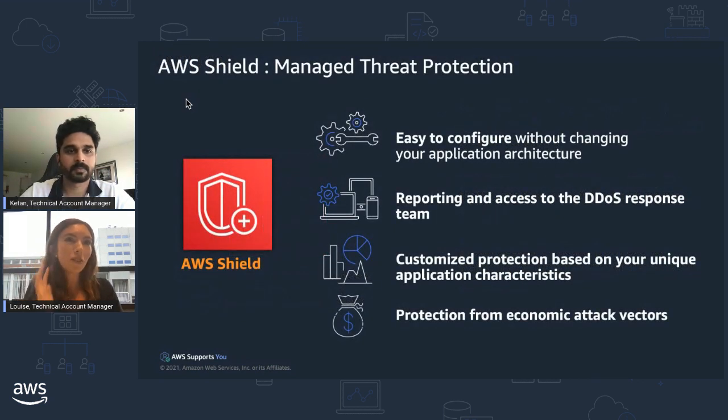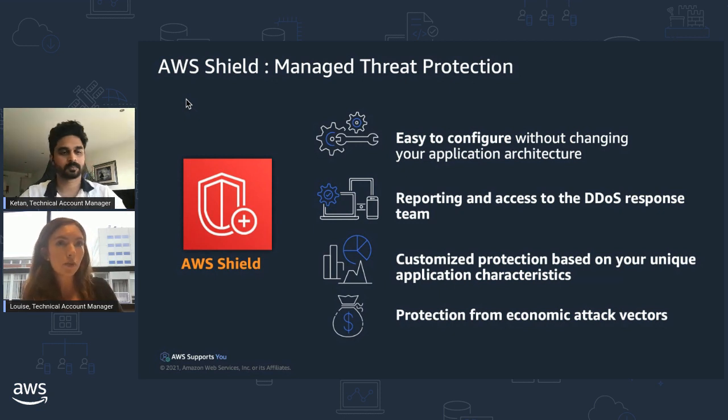So last but not least, Shield is our managed threat protection service. Just in general, there are two types, Shield Standard and Shield Advanced, which I'll get to in a minute. But basically, the features of Shield are that it's easy to configure without changing your application architecture, reporting, and access to the DDoS response team. This is a team of experts placed globally around the world who can help you with any of your sophisticated security questions or architecture questions, or they're also there to help you during times of attacks as well. Customized protection based on your unique application characteristics, and lastly, protection from economic attack vectors.